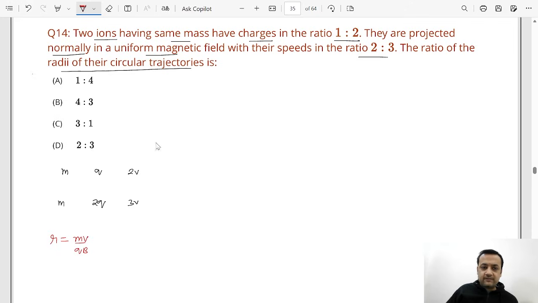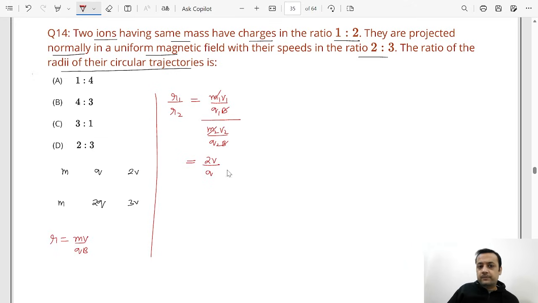So if I talk about the value of r1 is to r2, that will be equal to m1 v1 upon q1 B divided by m2 v2 upon q2 B. Now m is the same for both, so that can cancel. The magnetic field will be the same for both, so that can cancel. v1 is 2v, q1 is q, and v2 is 3v, and q2 is 2q. So qv gets cancelled, and we get 2 into 2 over 3, which is 4 is to 3. So option B will be the correct answer for this question. All right, let us see the next one.